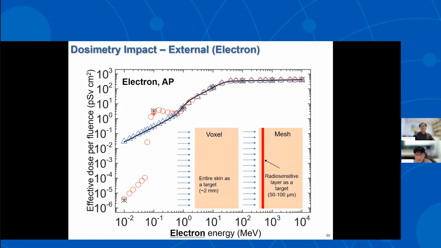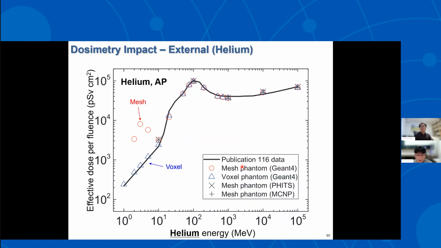So these effective dose differences are attributed mainly to the skin dose difference between the mesh and voxel phantom due to the improvement of the mesh phantom. As you already know, the skin dose of the mesh phantom was calculated by using this 15 micrometer target layer, but the skin dose of the voxel phantoms was calculated by using the entire skin as the target. The helium result also showed a similar observation with the electron result.